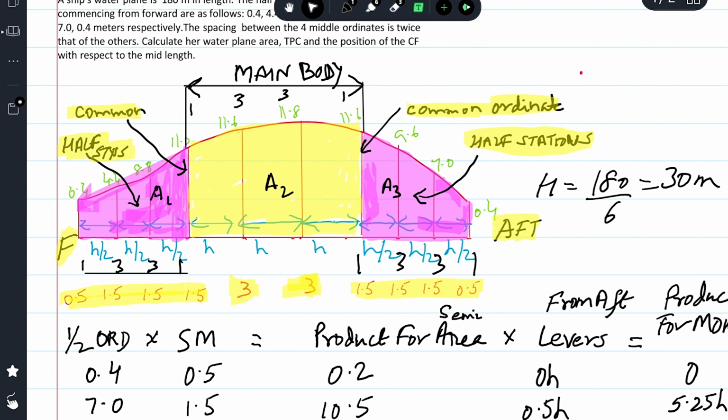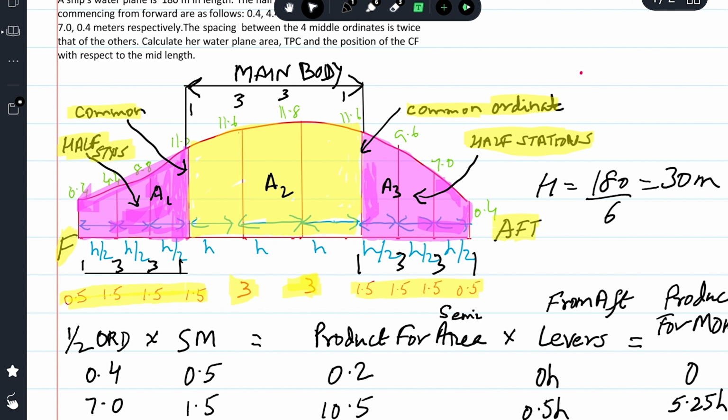This is just to reduce the time for solving. Otherwise, you can always do A1 separately, A2 separately, A3 separately, and then add them up. Then you have to find the geometric center. You'll have to find the geometric center of A1 separately, of A2 separately, then of A3 separately, then take moments and get the geometric center of the full area. It can be done, but it will take some time, be lengthy. But if you understand the way I have explained, this will shorten the calculation.